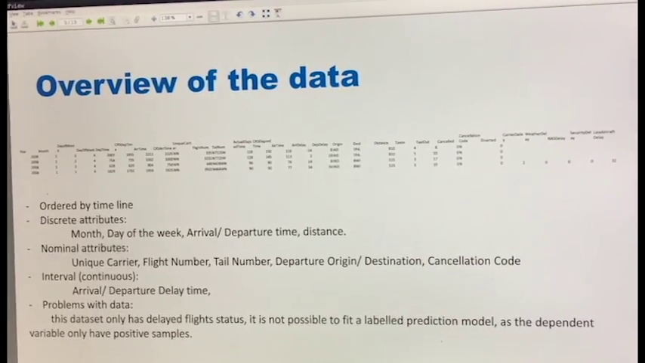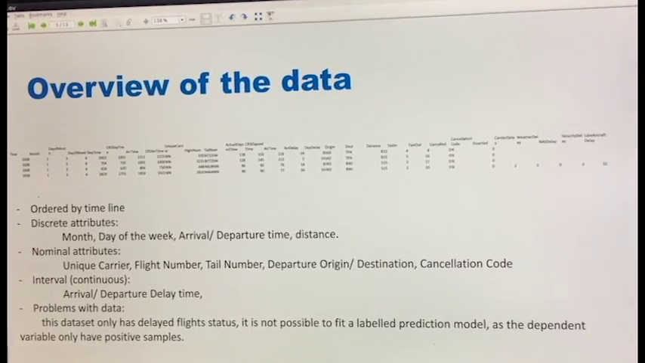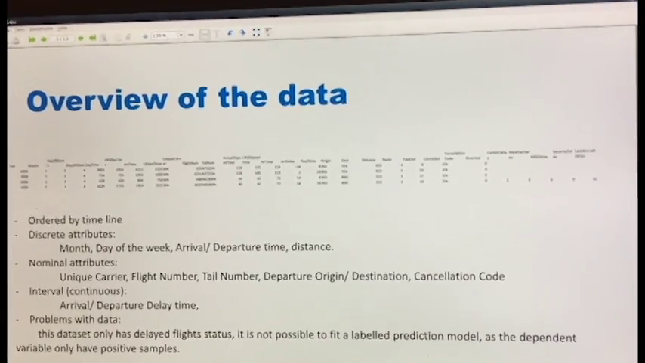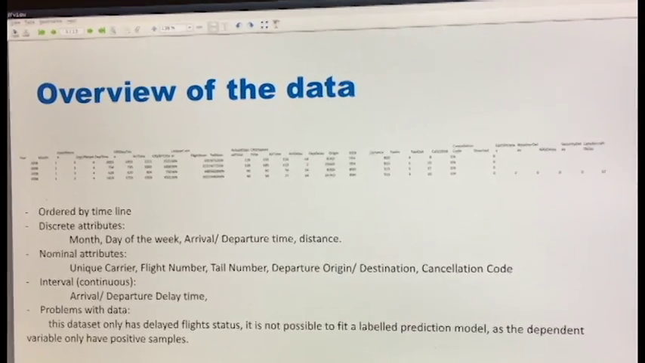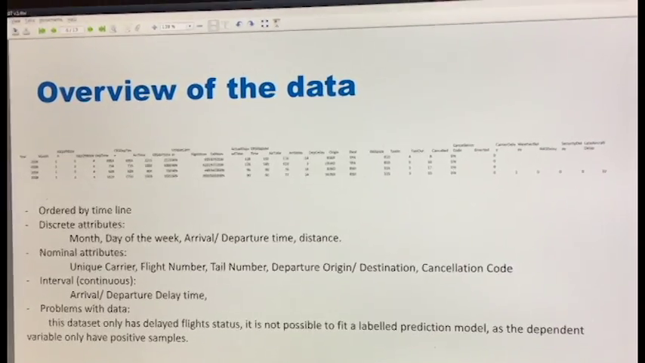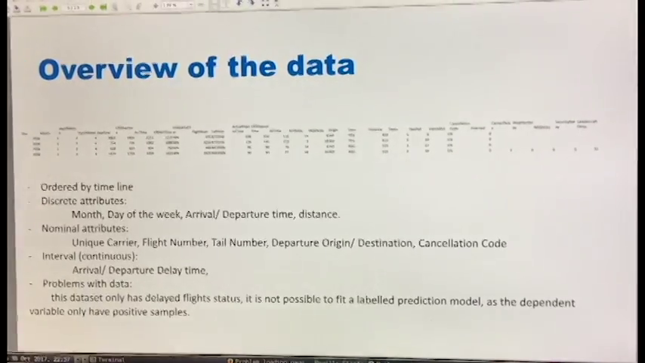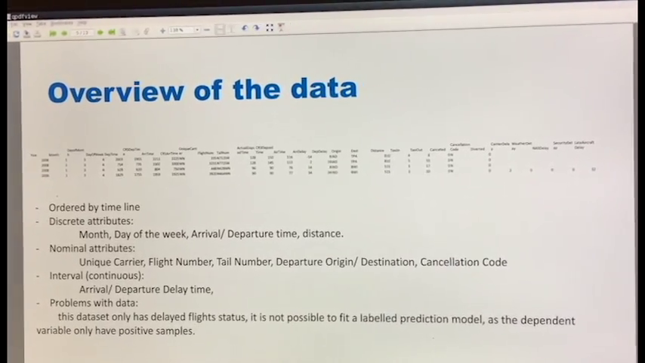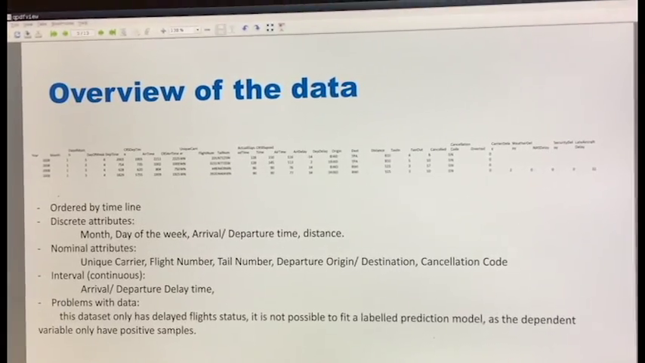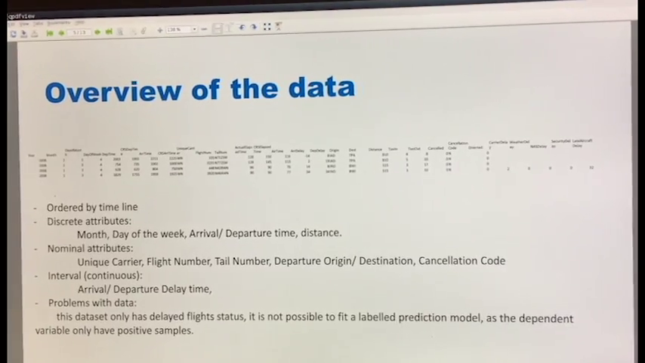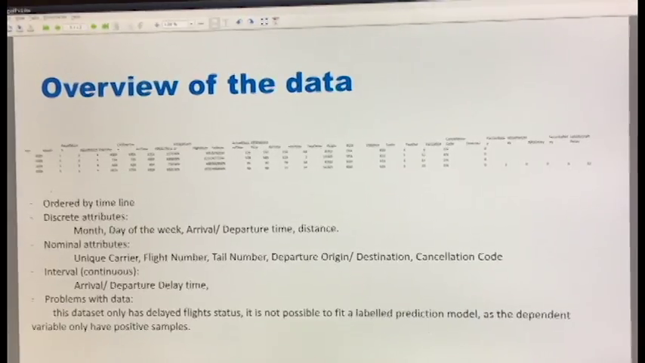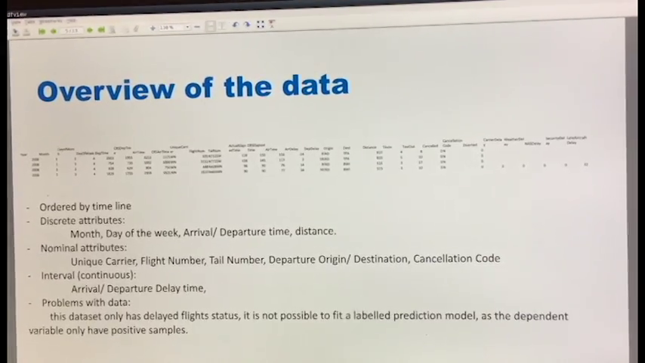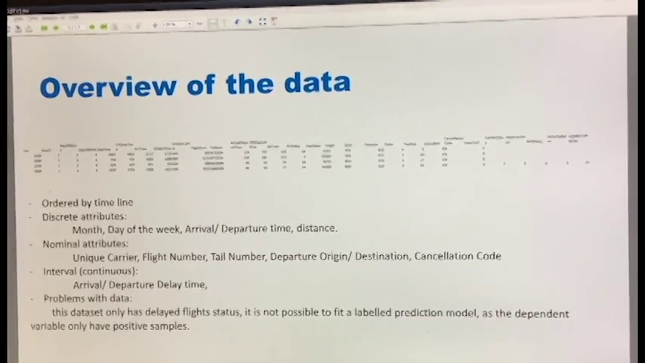Interval data, which is continuous data, includes arrival and departure delay time. There's also some problem with this data. The number of attributes is not that many for a data mining method, and the data that we have only recorded the flights that were delayed. The on-time flights were not recorded, so we cannot actually analyze what caused the delay. The only thing that we can investigate is what factors possibly influenced or increased the time of delay.